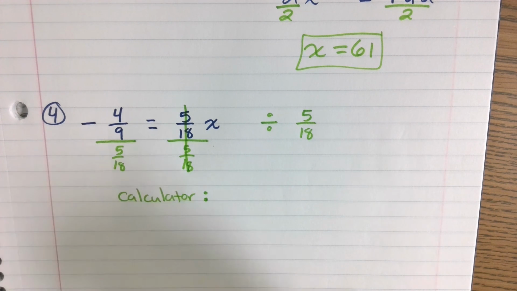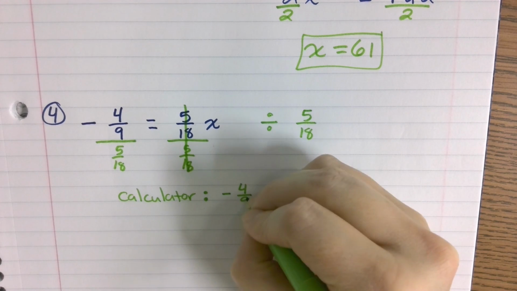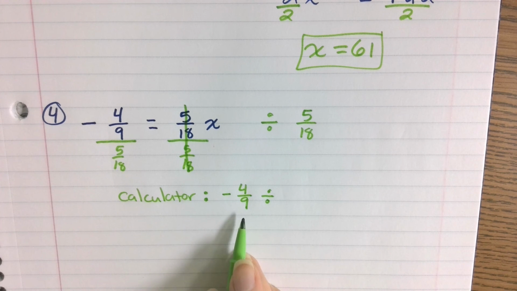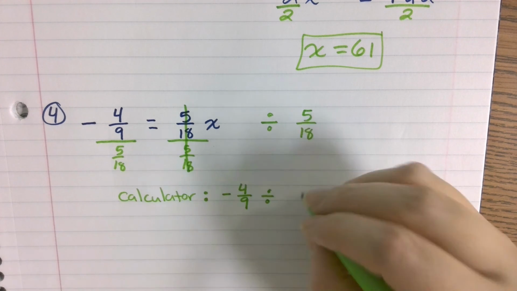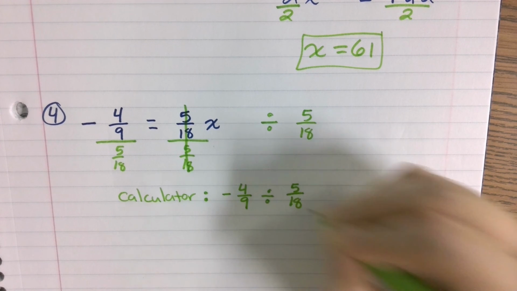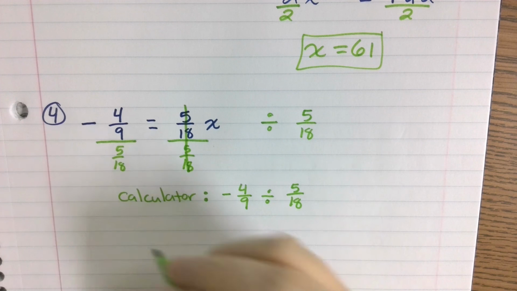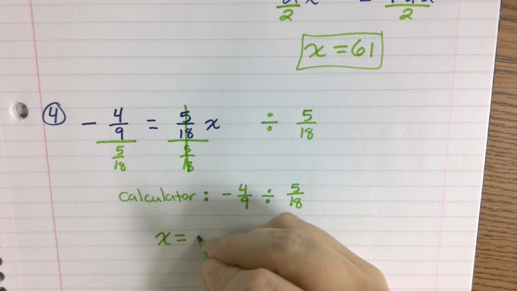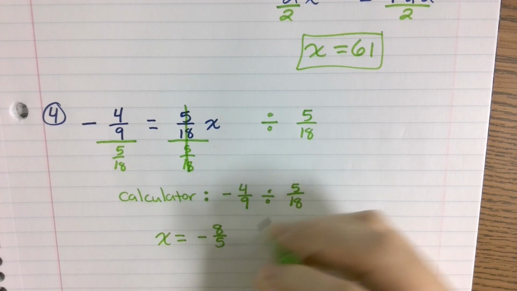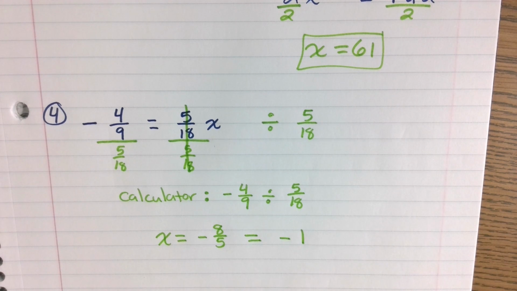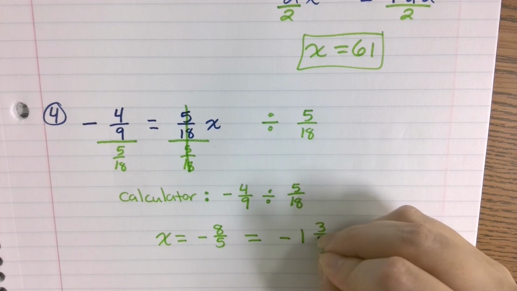Javen? Negative 4/9 divided by 5 over 18. Good. In your calculator, you'll put negative 4/9 first, then you'll hit the division button, and then you'll put 5 over 18. You have to make sure that you are not only dividing by the right number, but dividing in the correct order. And that's going to give you x is equal to negative 8 over 5, but again, you have to convert it to a proper mixed fraction. A negative 1 and 3/5 would be the correct answer.